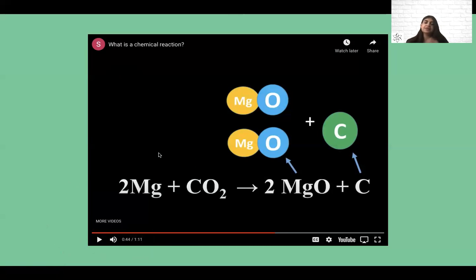And so there you could see how we kept the number of atoms of each type the same, but the bonds in the carbon dioxide broke and new bonds formed between magnesium and oxygen. And this happened twice, resulting in 2 molecules.